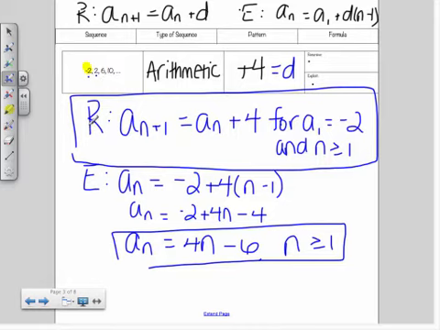Remember, it all goes back to, if it's linear, it's going to go back to your equation of a line, y equals mx plus b. This is increasing at a rate of 4 per term. And if a sub 1 is -2, that means that a sub 0 would technically have been -6. So that's where this comes from. So either one of these will get you to the right formula.